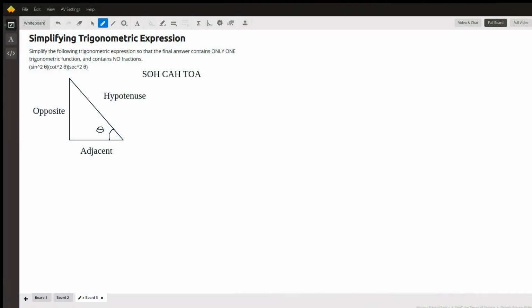Hello, in this problem, we'll be simplifying trigonometric expressions. This question says, simplify the following trigonometric expressions so that the final answer contains only one trigonometric function and contains no fractions, and the function being sine squared theta, cotangent squared theta, and secant squared theta.